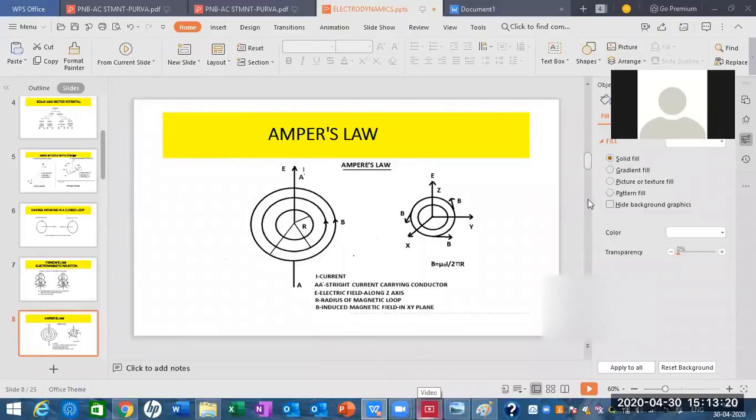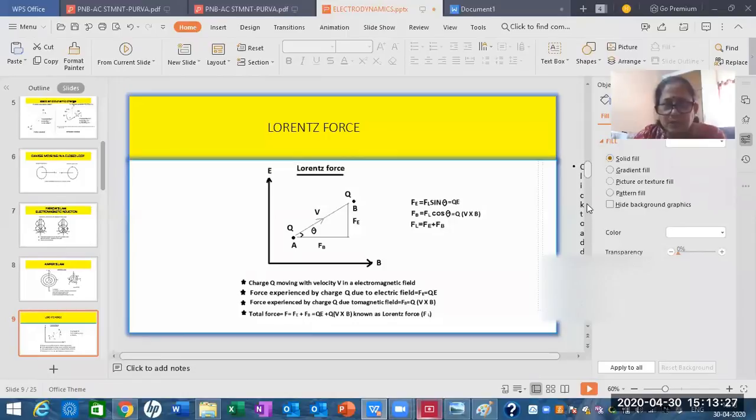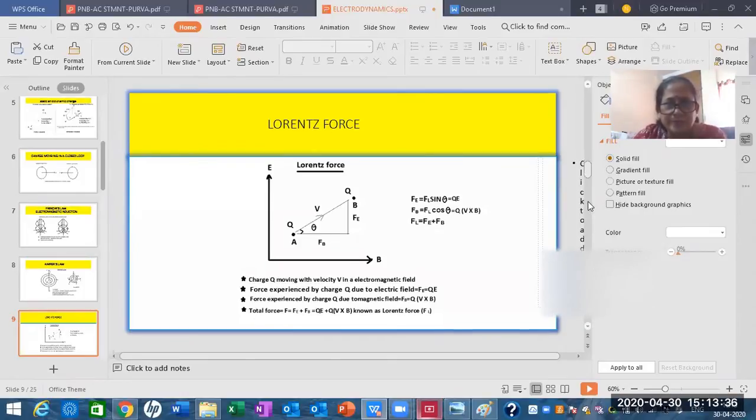So next slide was the Lorentz force. So we are often using this. So it is an electromagnetic field. A charge experiences force in an electromagnetic field, which is given by the Lorentz force. Fine. That was the slide for that.